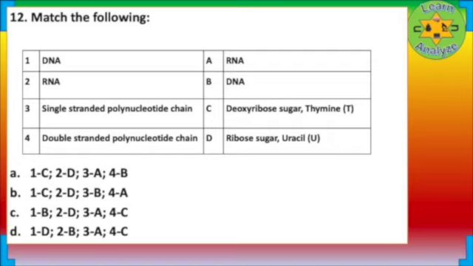Question number 12. Match the following. 1. DNA. 2. RNA. 3. Single-stranded polynucleotide chain. 4. Double-stranded polynucleotide chain. A. RNA. B. DNA. C. Deoxyribose sugar, thymine. D. Ribose sugar, uracil.